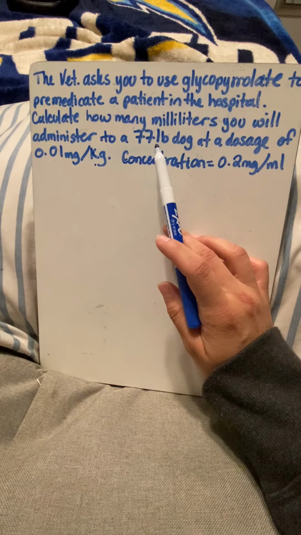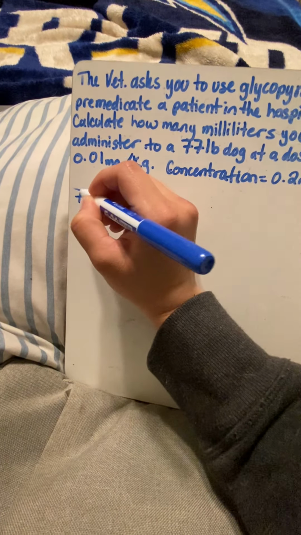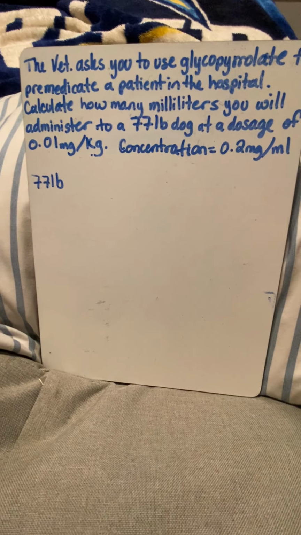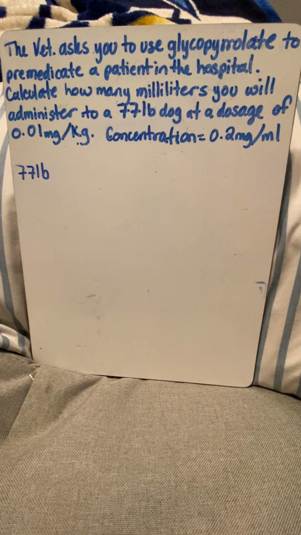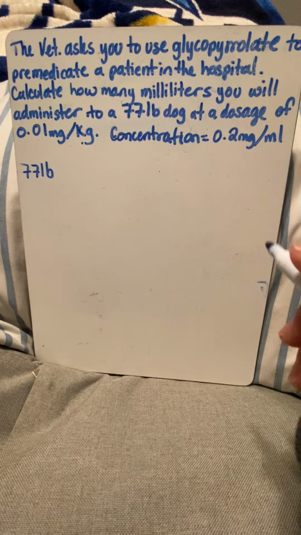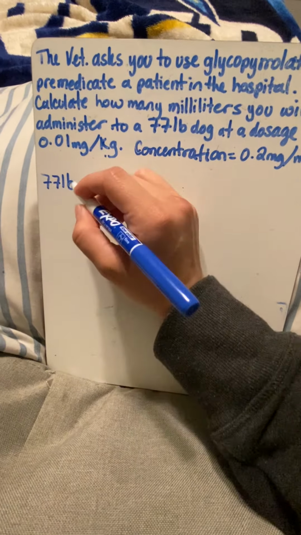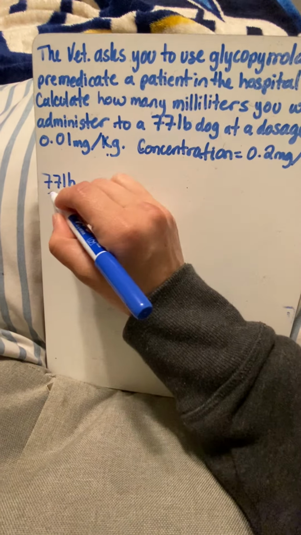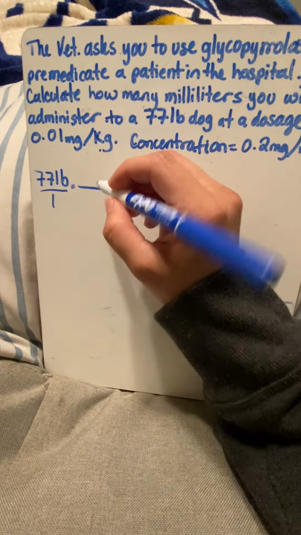So I'm going to start off with my 77-pound dog. I'm going to explain two versions: the long version, which I'm going to do now, and then the short version that I do just using my calculator, going pretty fast with it. So I start off with my pounds, and what I want to do is convert this to kgs.